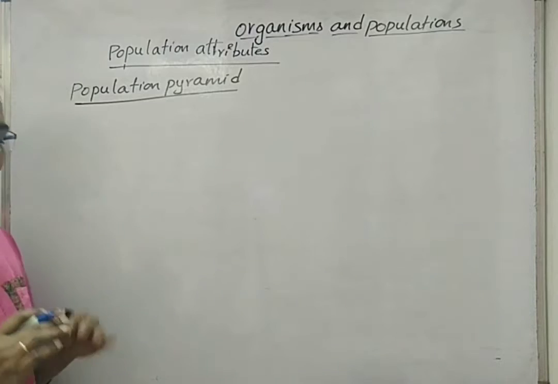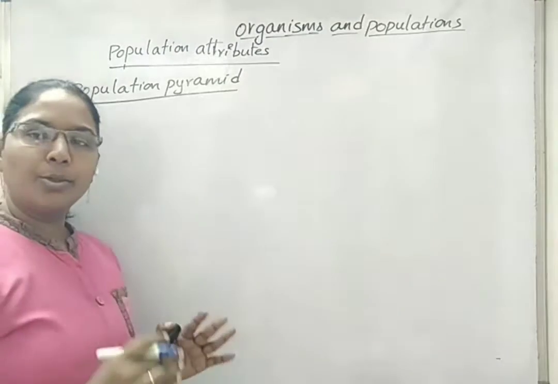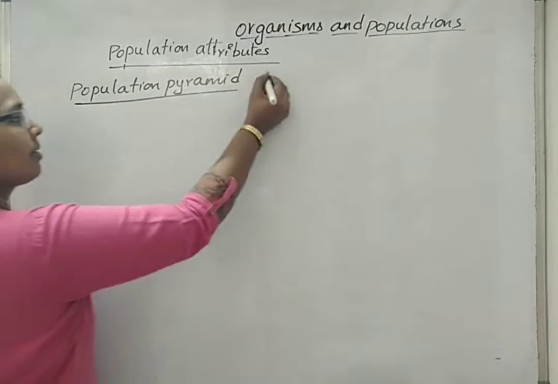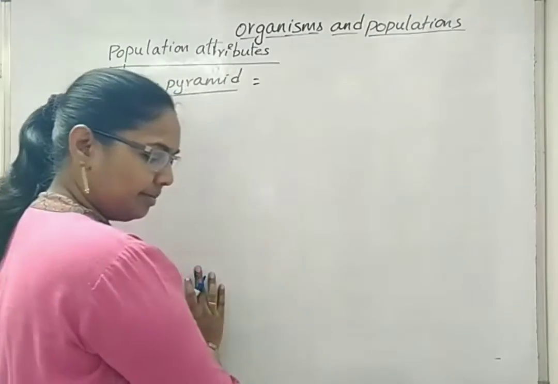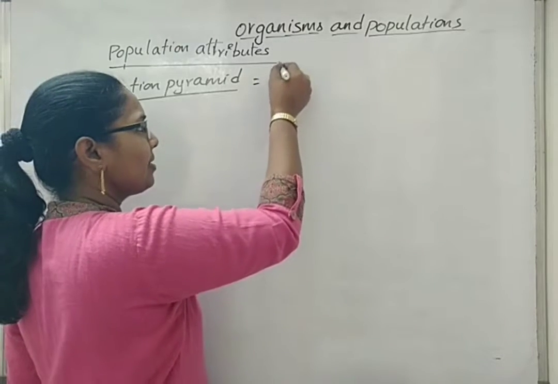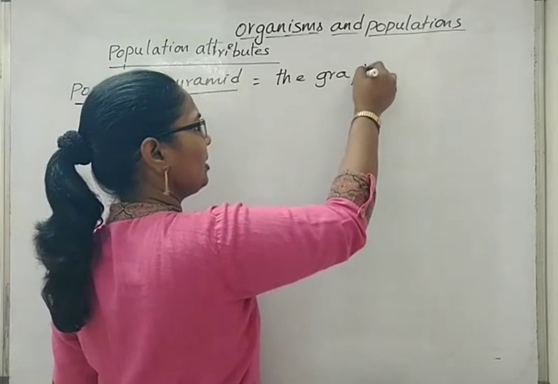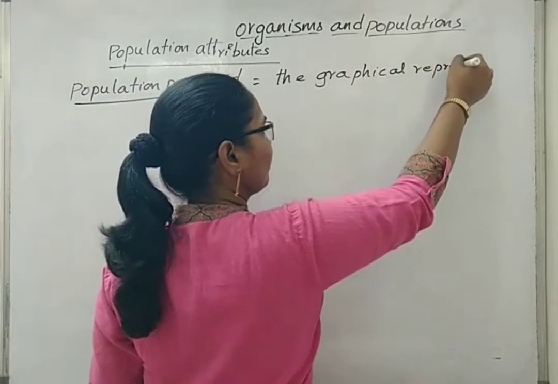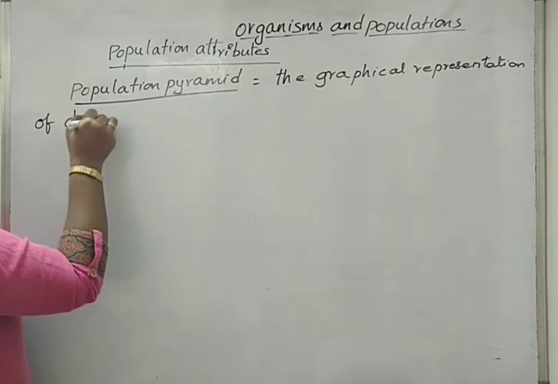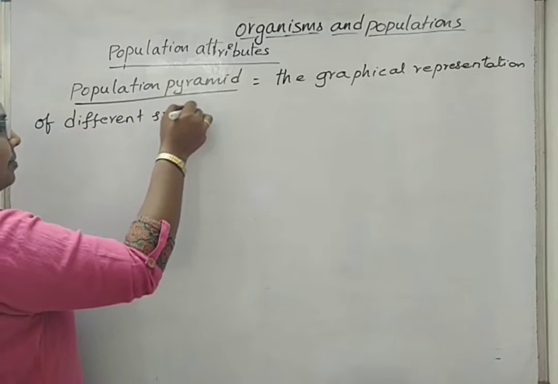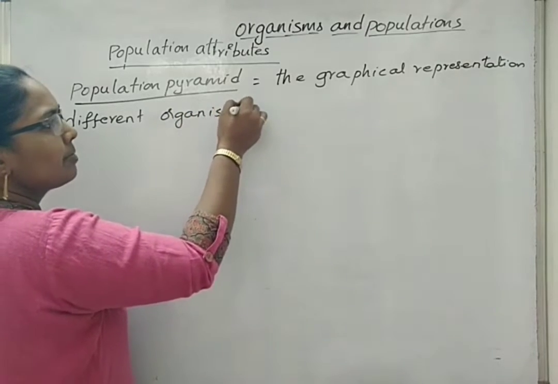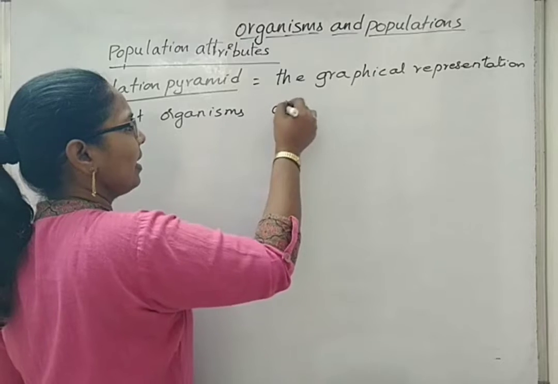Population pyramid is a graphical representation of the total number of organisms in a population. So we can write, population pyramid can be defined as the graphical representation of different organisms at a given time.